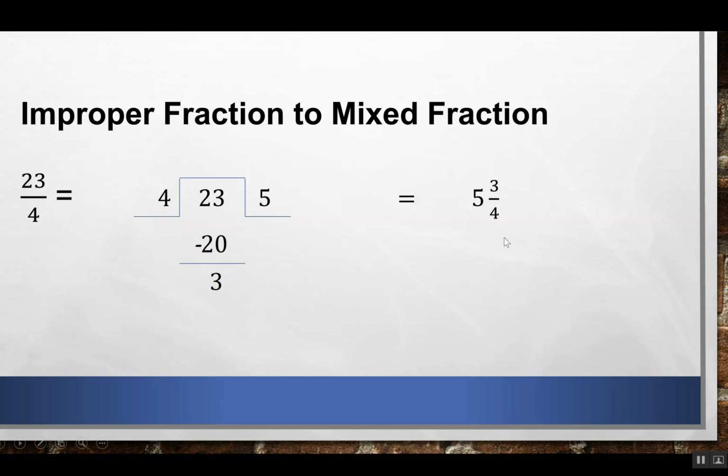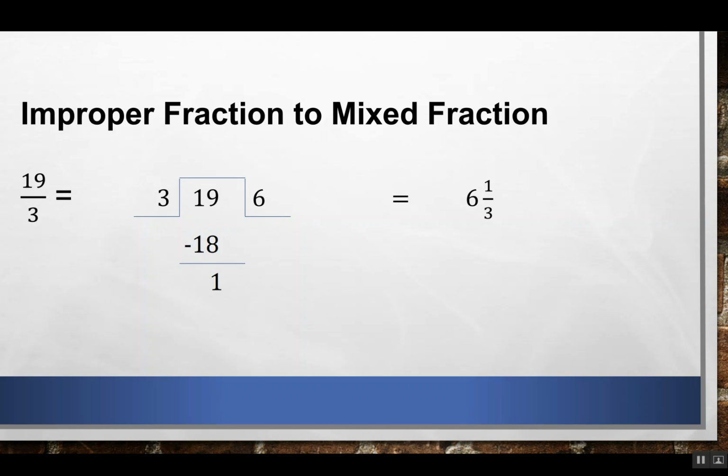I have another example, which my son will be explaining. Another example is the number 19 by 3. Can you tell me how we convert 19 by 3 into a mixed fraction?